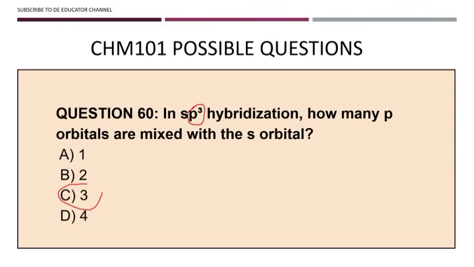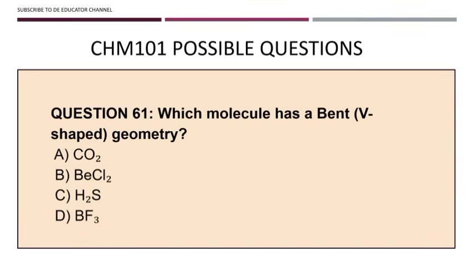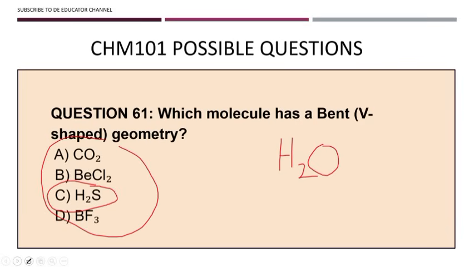3. It's as simple as that. Very simple and interesting, right? 61. Which molecule has a bent geometry? Remember I said that the molecule that has a bent geometry, V-shaped, is H2O. Now if you look at all these structures, which of the following looks like H2O here? It's definitely hydrogen sulfide, H2S. So it will have a bent structure, right?